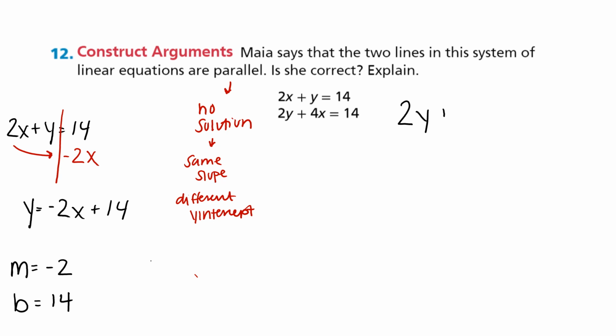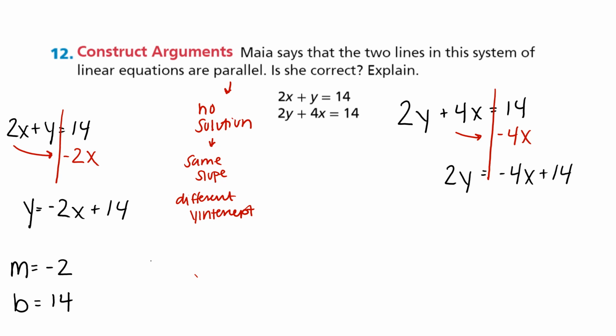For the other equation, we have 2y plus 4x equals 14. Again, we start by moving our 4x, making it a -4x. So we have 2y, our -4x, and a +14. To isolate the variable, we want to divide by the 2. Negative 4 divided by 2 is negative 2x. 14 divided by 2 is 7. So again, we would show that our slope is a negative 2x and our y-intercept is a positive 7.